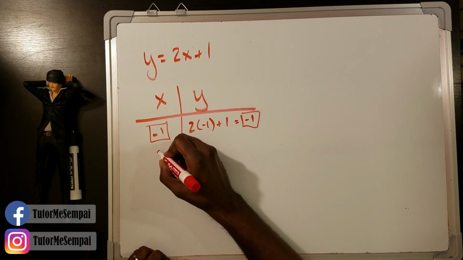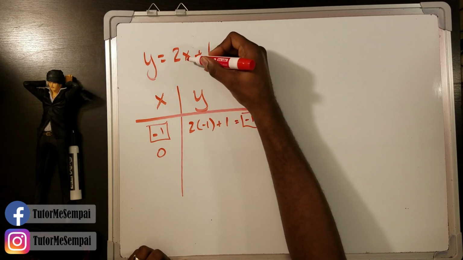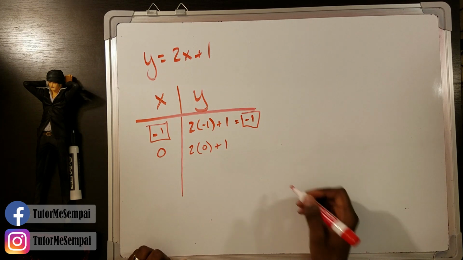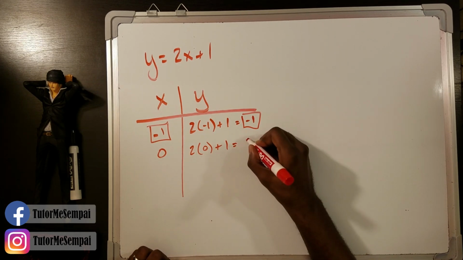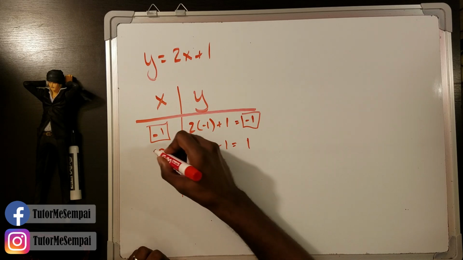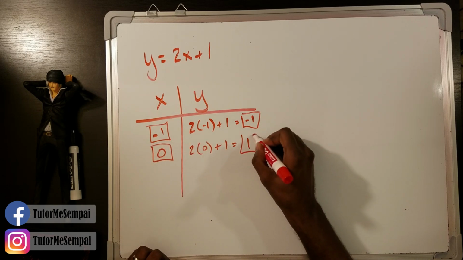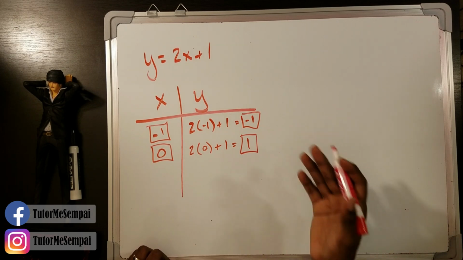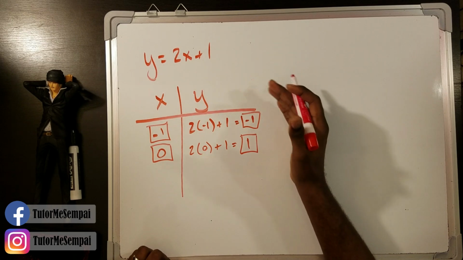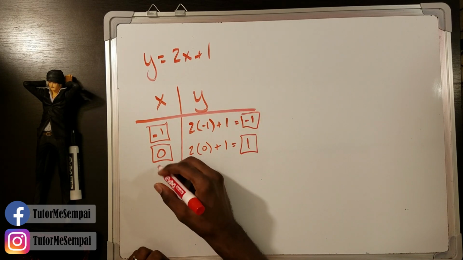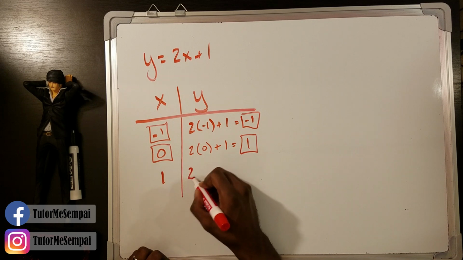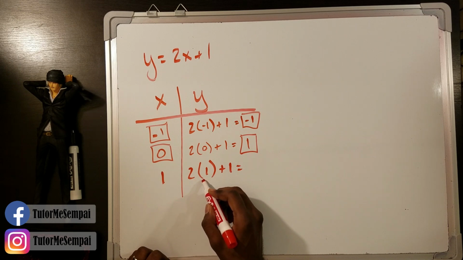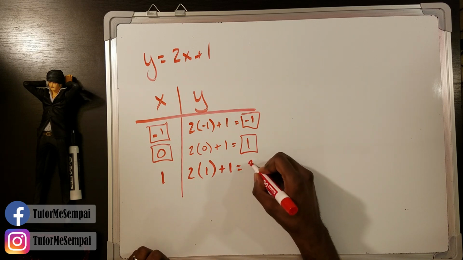How about when x is 0? Well, x is 0 gives us 2 times 0 plus 1, and that gives us 1, right? So here's our next point: 0, 1. And remember I said you could stop here because all you need is 2 points for a linear function. But let's go one more. Remember, you're just plugging this in. 2 times 1 is 2, plus 1 is 3.